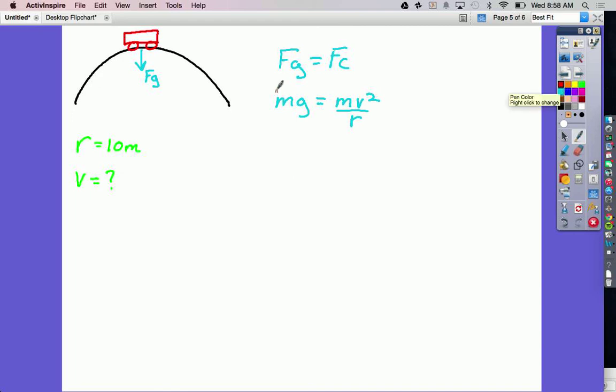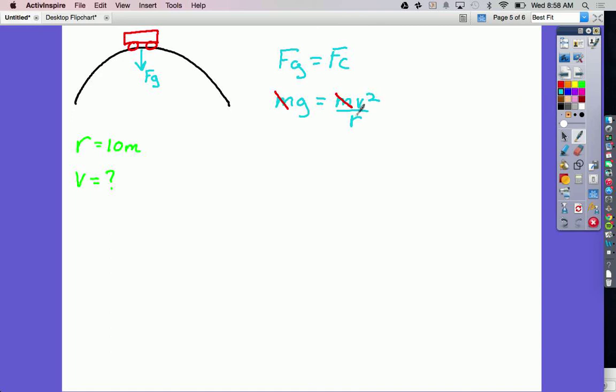What's really nice is mass will cancel out, which means that it doesn't matter if you're driving a big truck, or if you're riding a bicycle, or a motorcycle, or a smart car, or whatever. If you hit the speed that we're about to find, you will go airborne over this hill. Doesn't matter how massive your vehicle is, because mass is irrelevant. So now we're going to solve for the velocity.